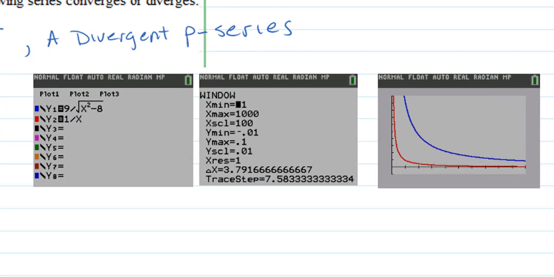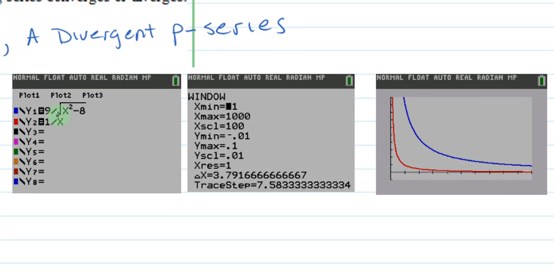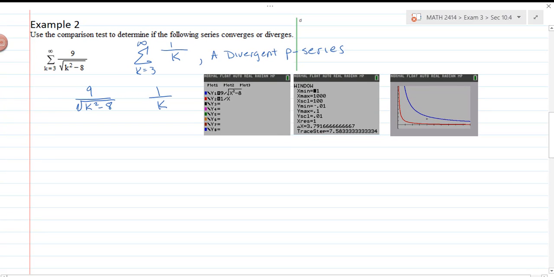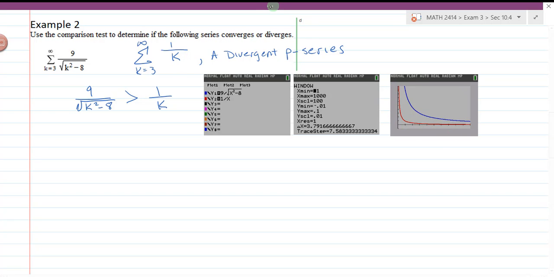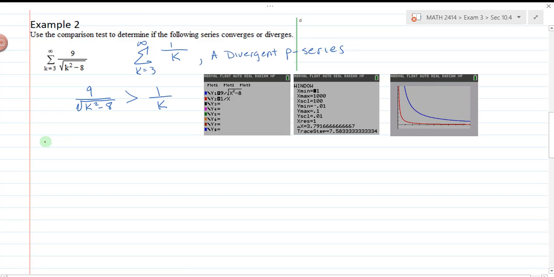So I graphed the series that I was interested in, in blue, and the one that I'm comparing it to in red. And clearly you can see that the graph in red, as we go out to 1,000, the terms in that series are going to be smaller. So we would say that 1 over k is less than 9 over the square root of k squared minus 8. Because this series in red diverged, that means that our series is also going to diverge by the direct comparison test. So our conclusion would be that our series diverges by the direct comparison test when compared to the divergent p-series 1 over k.